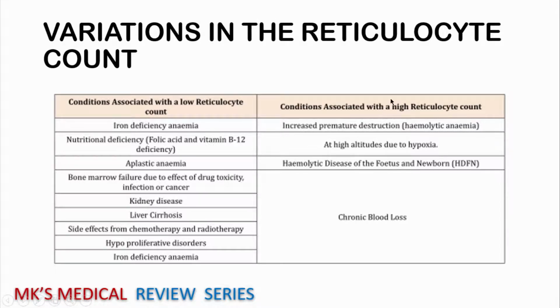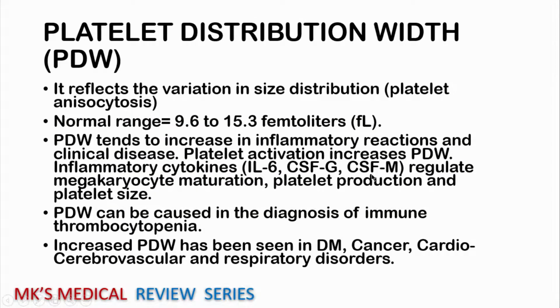And you may also have conditions that are resulting in high reticulocyte count, such as anemia that is due to increased premature destruction, that's the hemolytic anemias. If individuals are living at high altitudes, you may have hemolytic disease of the fetus and the newborn. You may also have chronic blood loss.